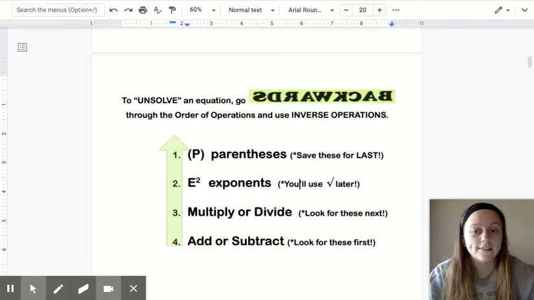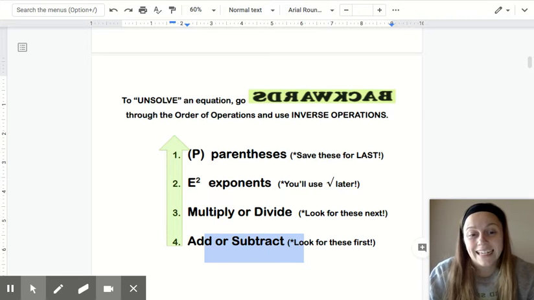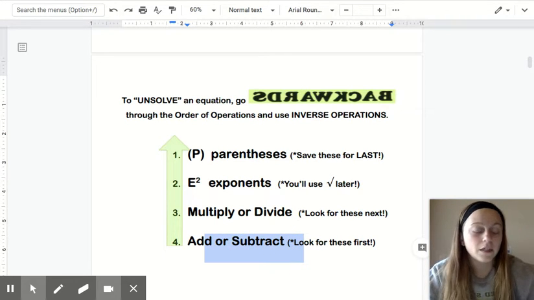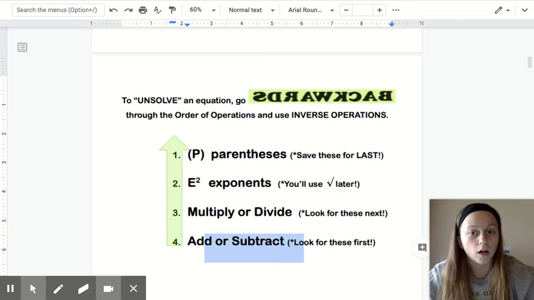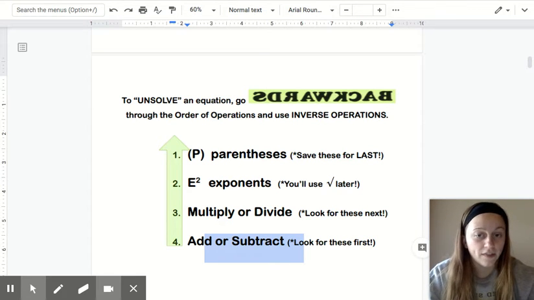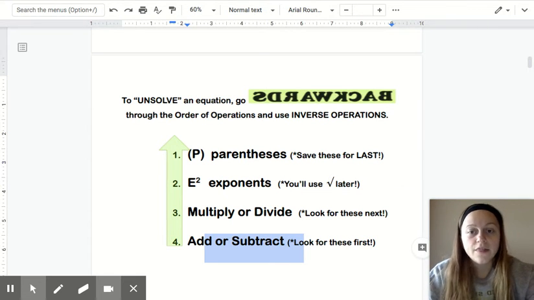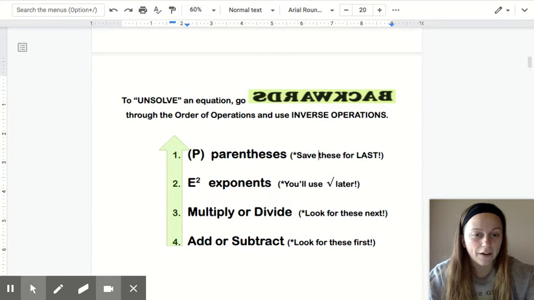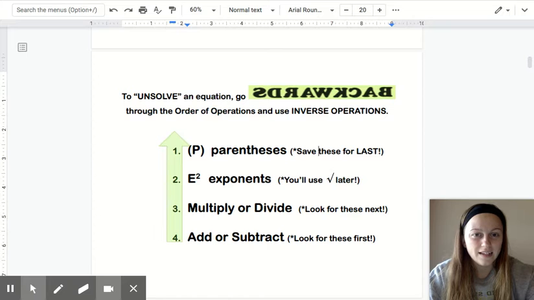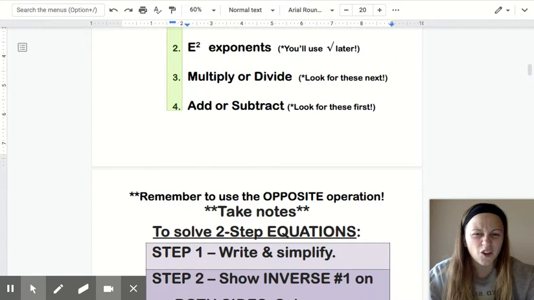So remember, if you see addition or subtraction, we're actually going to get rid of that first because we're working backwards. We're undoing math that's already there. Then we get rid of multiply, divide, and finally our parentheses up there. So let's go ahead and look at what that looks like.